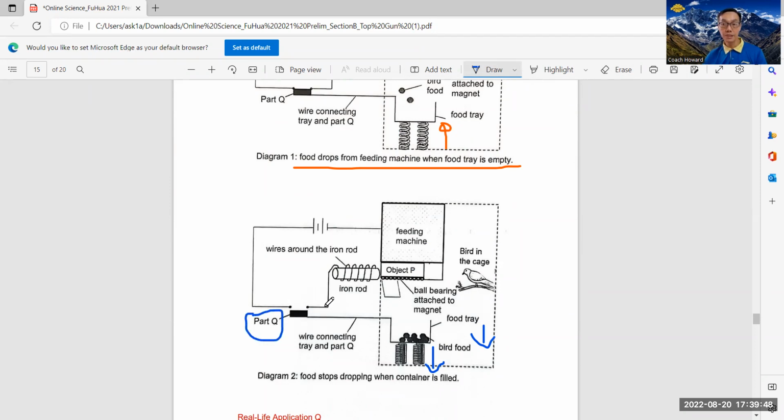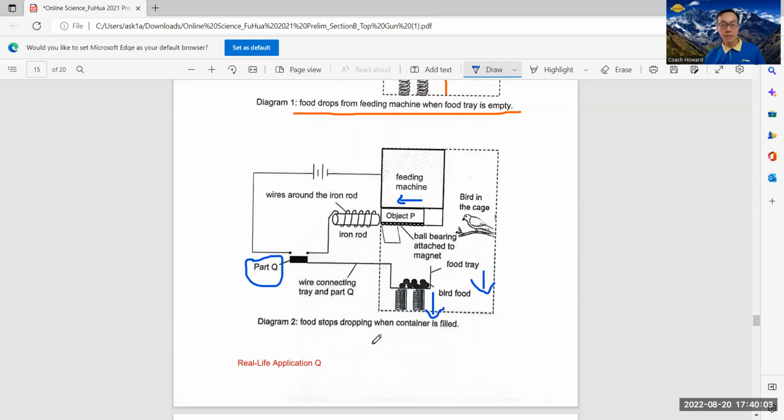forms a broken circuit. This is an open circuit. So this one no longer works. It's not an electromagnet. And then the spring goes back. This ball bearing is attached, so this one goes back, slides back. Okay, slide back. So again, this is a real life application question.